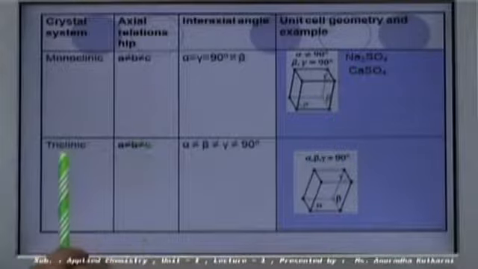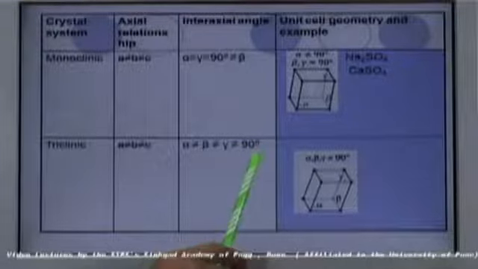The next is triclinic system. It is the last, seventh system. A is not equal to B is not equal to C, that is the length parameter relationship. Alpha is not equal to beta is not equal to gamma is not equal to 90 degrees. So in this way we can draw the figure for triclinic crystal system. So these are the basic 7 crystal systems.